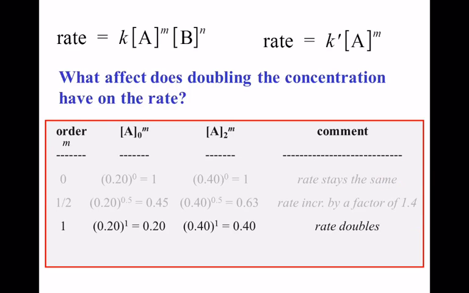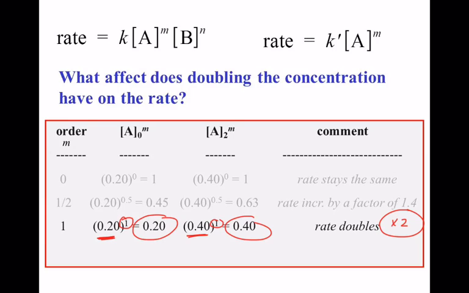Well, let's continue this. First reaction order. Okay, so here we go. This was our original concentration, 0.2. This is our double concentration, 0.4. We're going to raise it to the first power, which then we just get them back again. But if we take 0.4 divided by 0.2, you get 2.